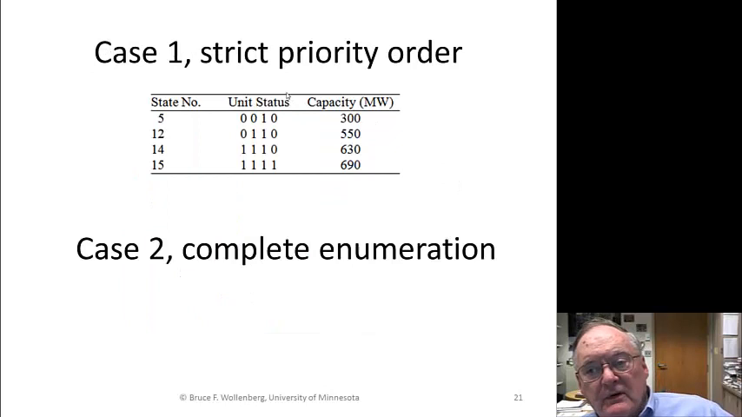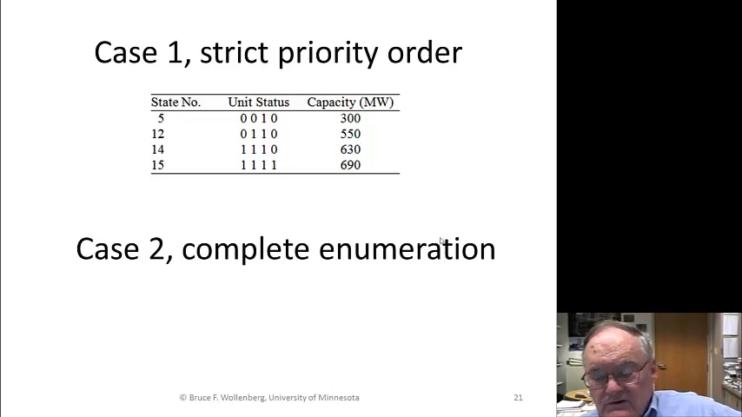Case 1, strict priority order. If I do a strict priority order, remember I order the units by the best average operating cost at the maximum. So here's the best unit, then the next 2, then these 3, and then those. So that's the strict priority order. Here are the megawatt breakpoints. You can go ahead and solve this by a strict priority, and we'll show you a plot of that in a minute.